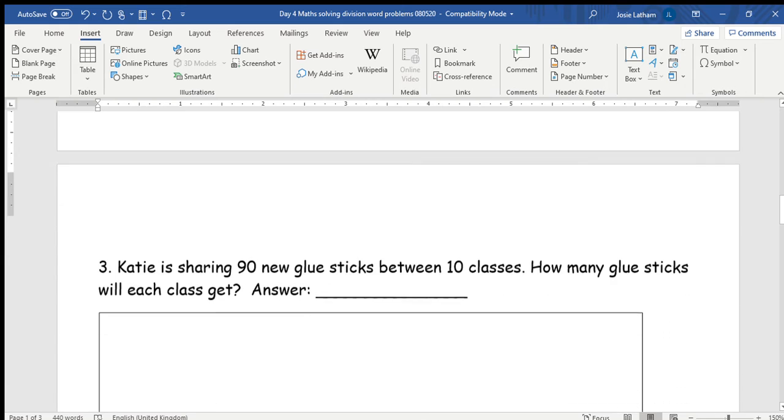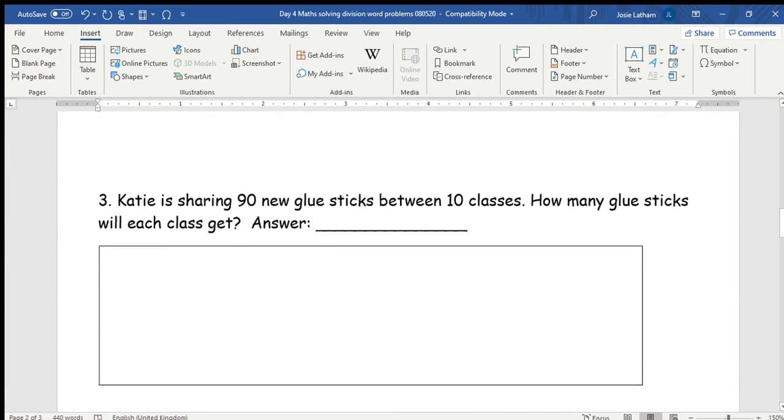Next question. I'm not going to go through the steps with you. I'll just read the word problem this time and you can have a go at the steps yourself. Katie is sharing 90 new glue sticks between 10 classes. How many glue sticks will each class get? And there's a space for your answer.